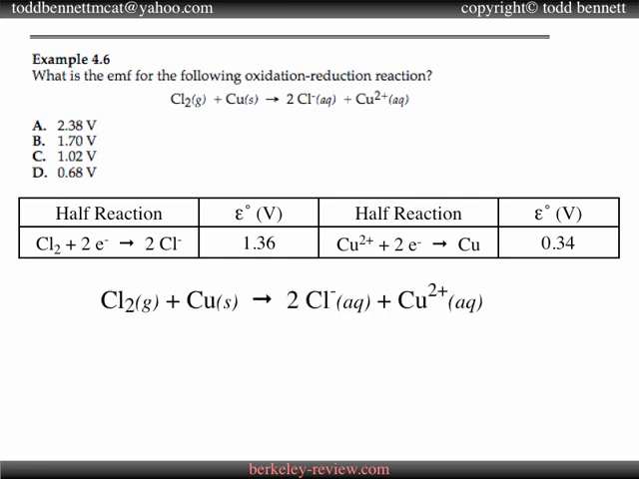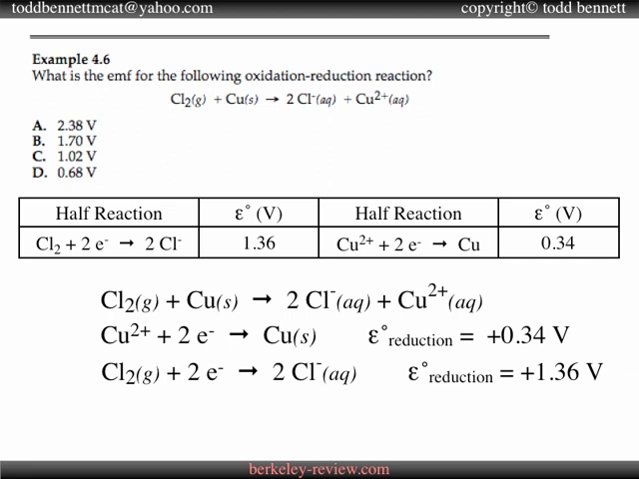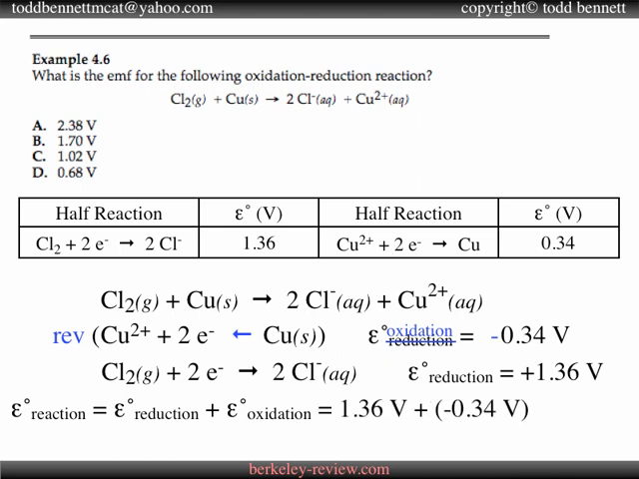So you'll probably not worry too much about balancing. Again, it really doesn't matter. It's just what happens to 2 half reactions. So the copper is actually being oxidized. So even though I've written it as reduction, again, have to reverse it. It becomes a negative. And I just straight add those 2 voltages. So 1.36 for reduction plus a minus 0.34 for the oxidation adds up to 1.02, choice C.